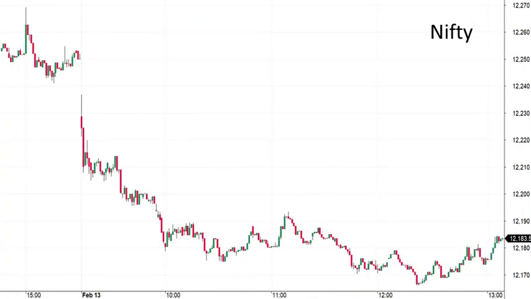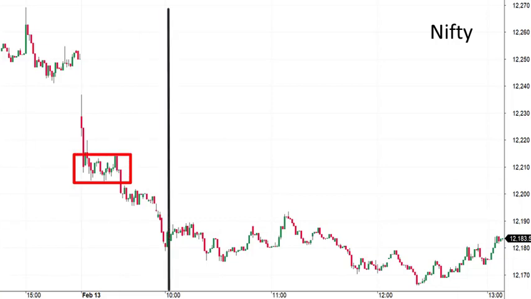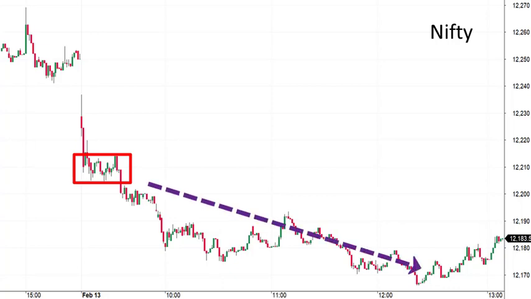Now, in this example, we see a consolidation even before 10 o'clock, when the market would be really active. And this is a good sign because it means that there are a lot of new positions coming in, but the price is still trading in a range. And this means that the stock is preparing for the next strong move. And once the price broke out of this range, there was a strong down move.